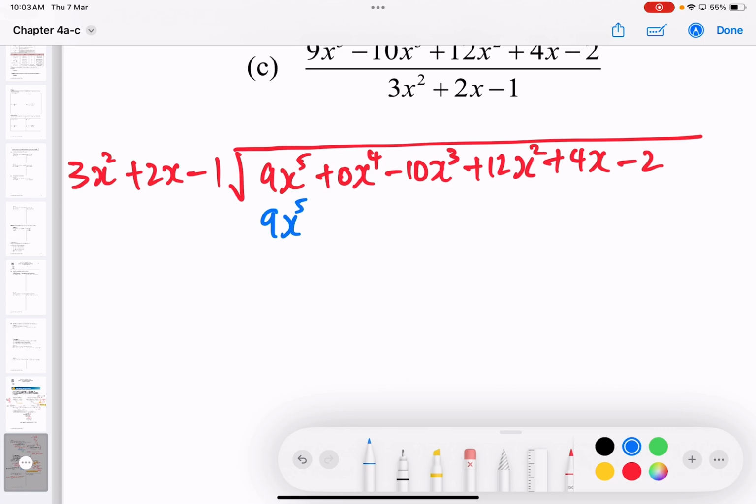Your final answer, that one is a conclusion I want you to get. Your remainder will always be 1 degree lesser than the divisor. So it will be a linear function.